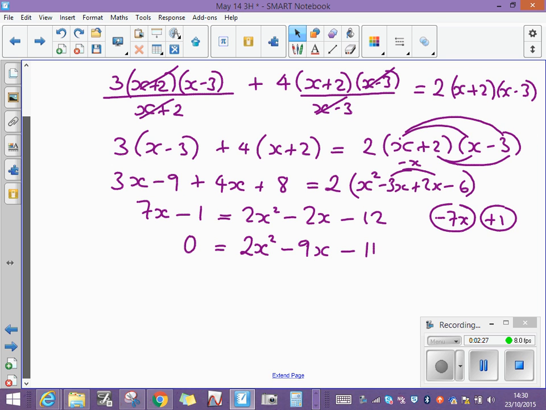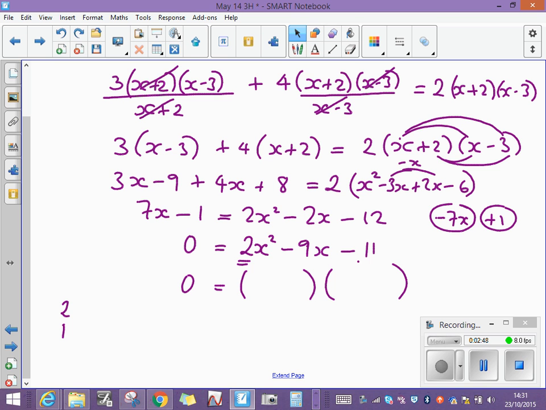Now, I know that I'm going to be able to factorise that because the question doesn't ask me to give numbers to a particular number of decimal places or significant figures. So I'm just going to go straight to the 2 brackets. Using the crisscross method, I look at the 2 first, so 2 numbers that multiply to make 2. Well, it's got to be 2 and 1.